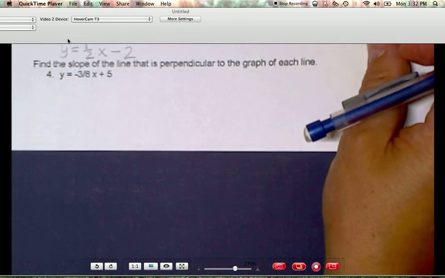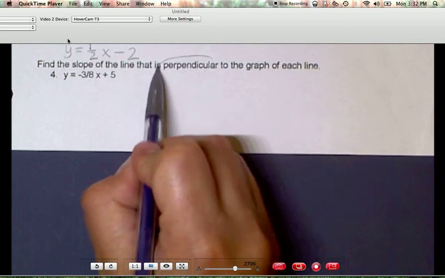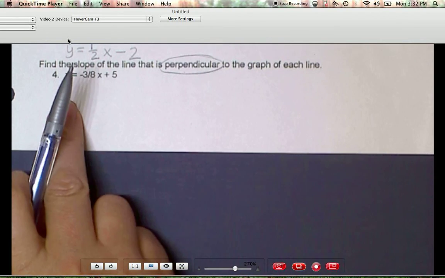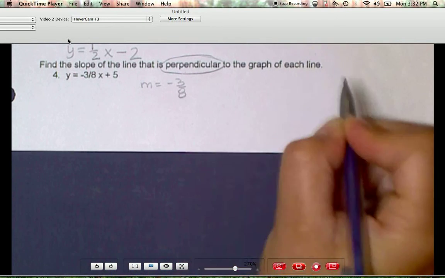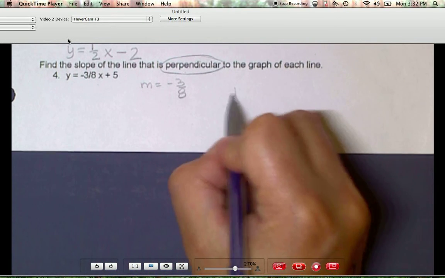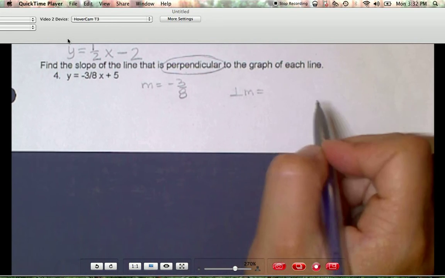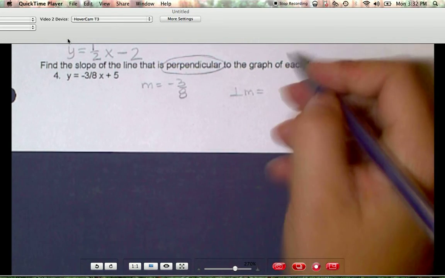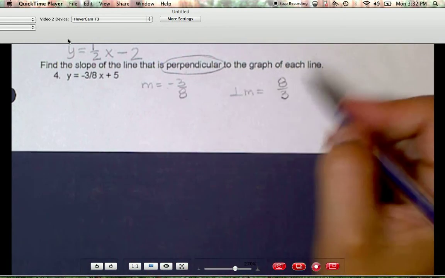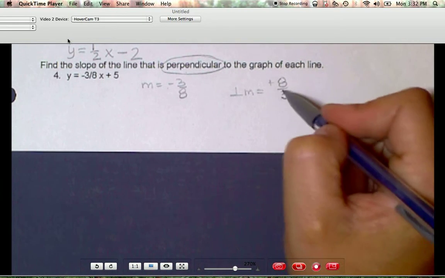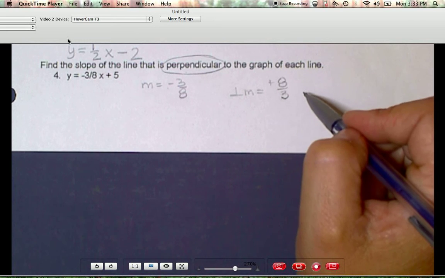Similarly, if you want to find the slope of the line that is perpendicular to the graph of each line, first identify what the slope is, which in this case is -3/8. And then your perpendicular slope would be flip it and switch it. So flip it upside down, so it's now 8/3. Since this one was negative, then our perpendicular slope would be positive. And you don't have to write the positive there, of course.